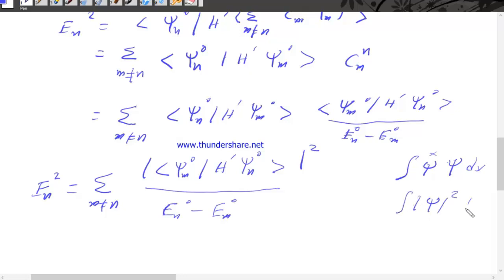So this is similar to this case, and here the integration has a solution. This is similar to this one. In the next video we will discuss the degenerate perturbation theory. Thank you.